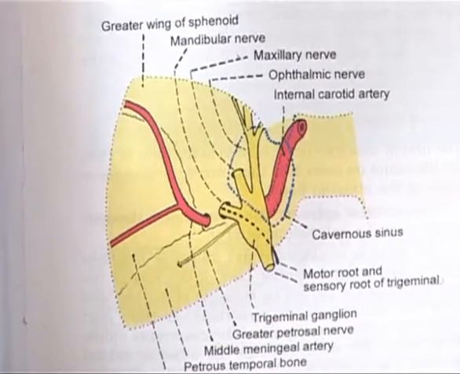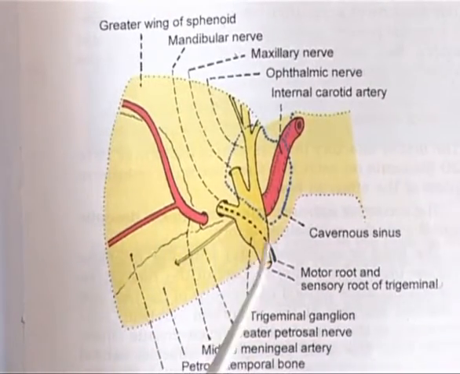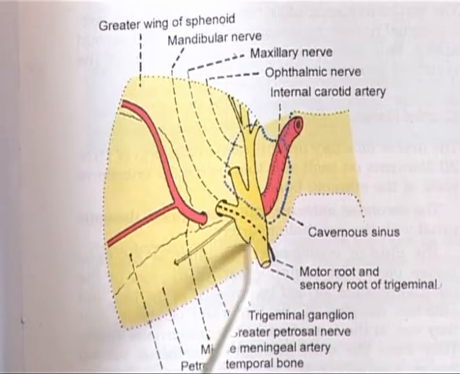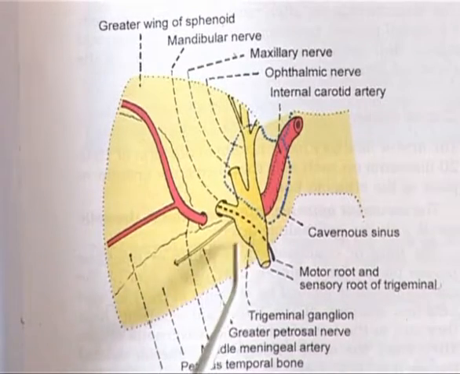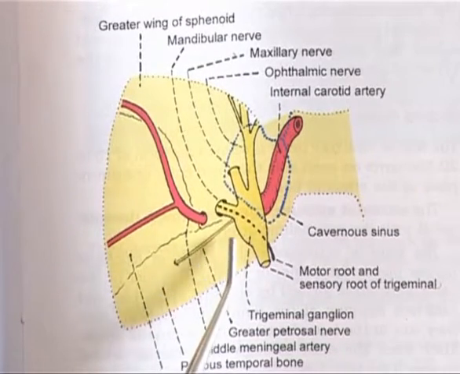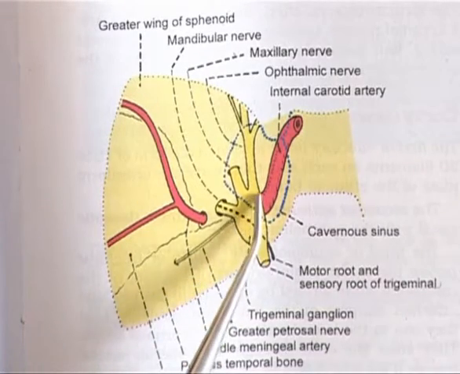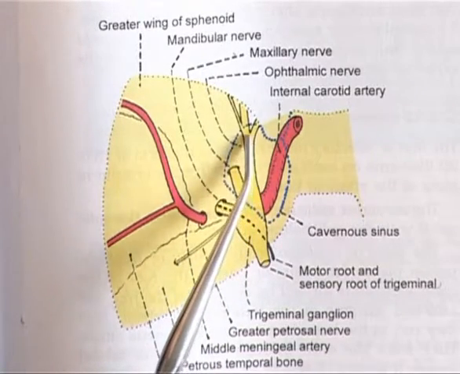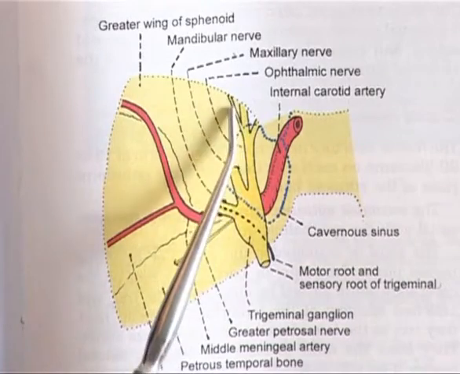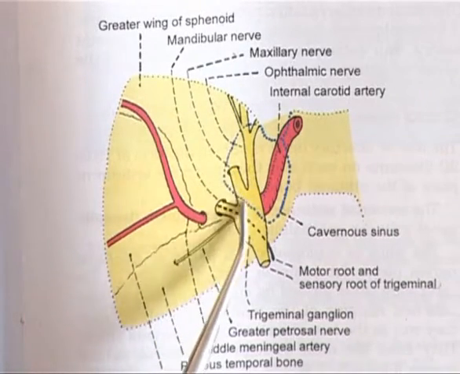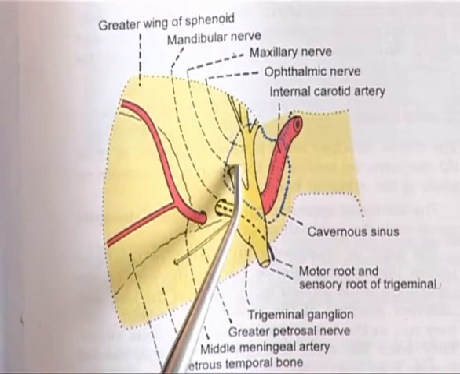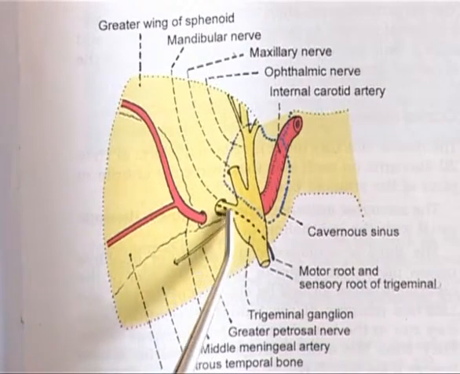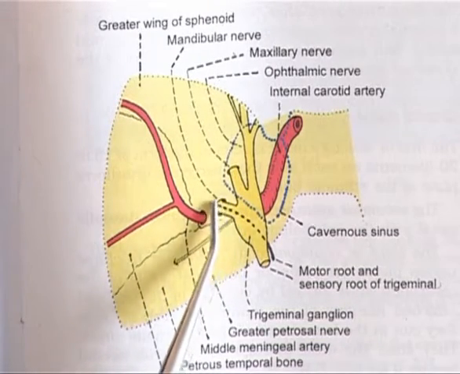This figure shows the trigeminal ganglion lying on the medial part of the anterior face of the petrous temporal bone. It divides into three branches: the ophthalmic, which leaves through the superior orbital fissure; the maxillary, which leaves through the foramen rotundum; and the mandibular, which leaves through the foramen ovale.